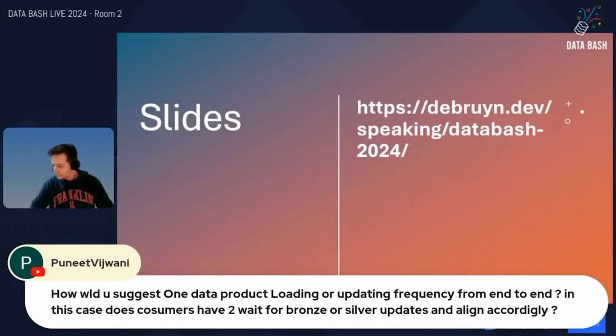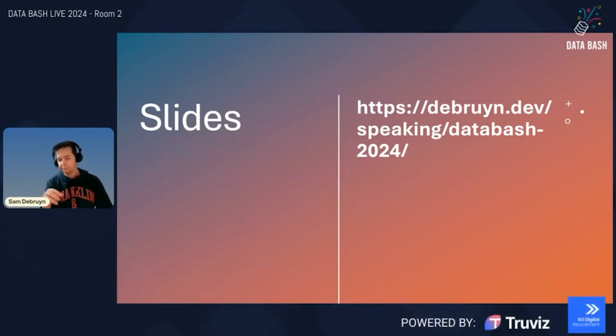How would you suggest one data product loading or updating frequency from end to end? In this case, do consumers have to wait for bronze or silver updates and align accordingly? So the nice thing with Fabric is, thanks to the capacities and the smoothing and bursting in there, that you don't have to wait too much anymore.